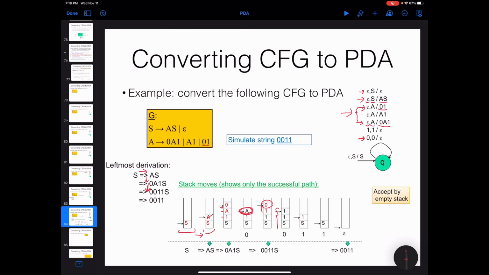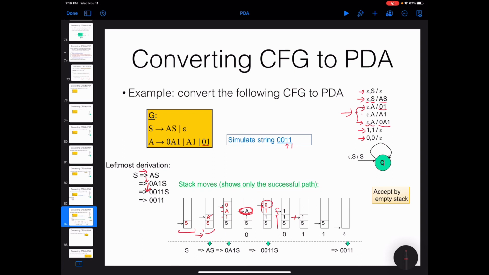So the next input token is going to be 1. The top of the stack is 1. The next input token is 1. So I have to use this transition. You just match them and you remove it from the stack.